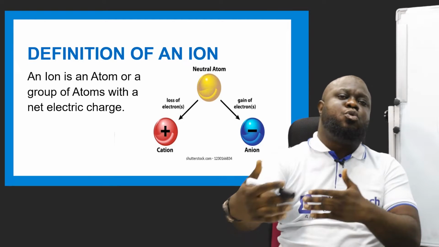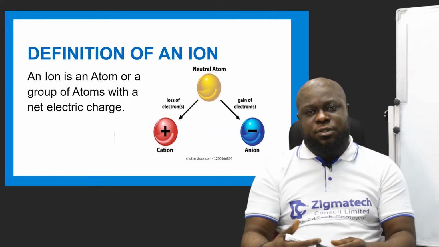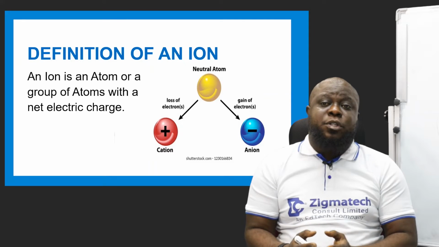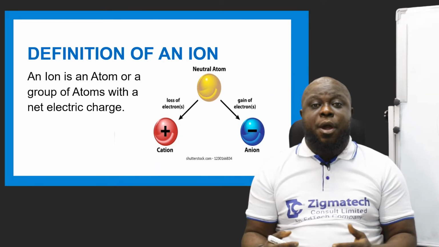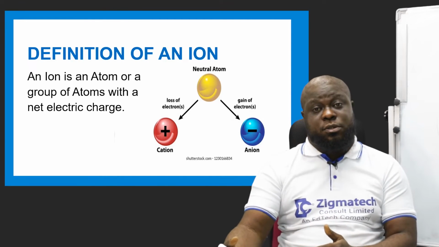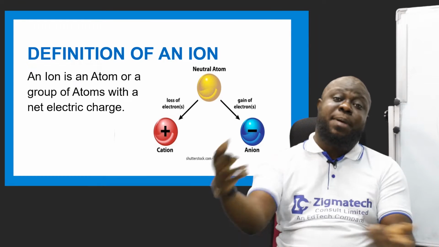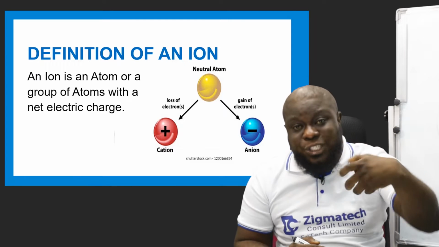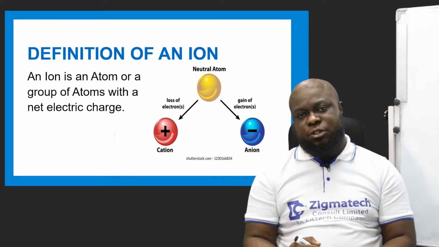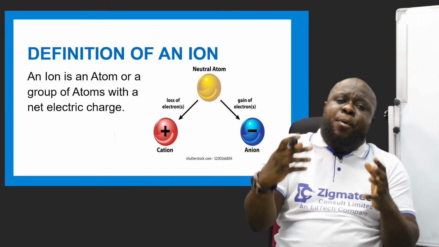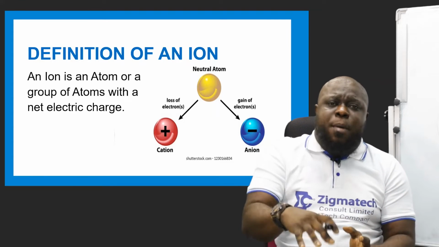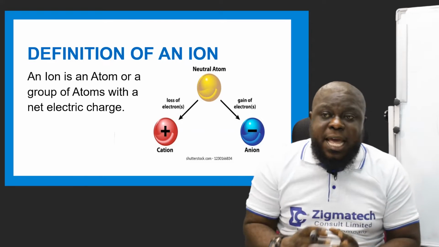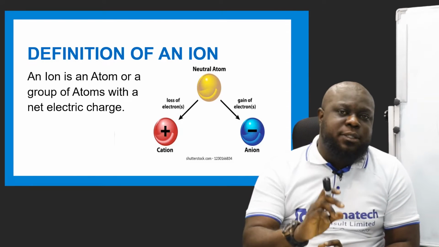Let's say he loses two electrons. In essence, the number of protons and electrons will not be the same. Why? Because 2 electrons have been lost, so the proton will be 2 charges ahead of the electron. So that process, where the atom gains electric charge by losing or gaining electrons, is called ionization.